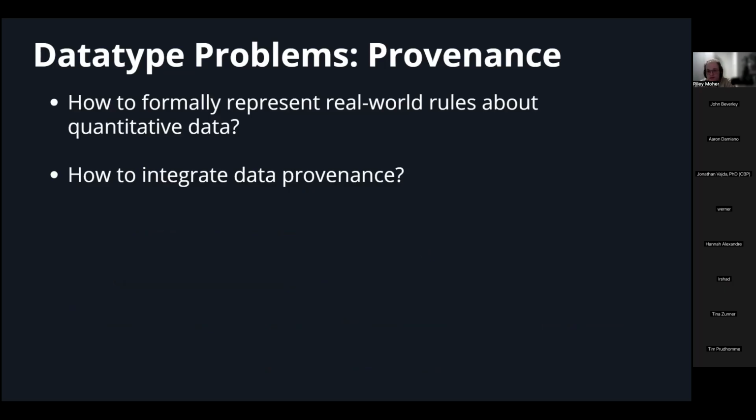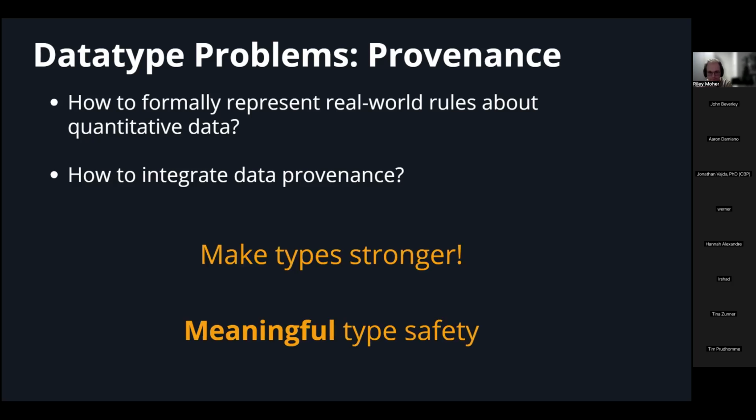So for provenance, we want to ask ourselves how we can formally represent those real world rules about quantitative data and how do we integrate provenance in them. So not only making the types more meaningful in terms of how they're initially represented, but ensuring that as we do our analysis and we perform different operations on these quantities, that carries through and we see the interpretation changing over time.